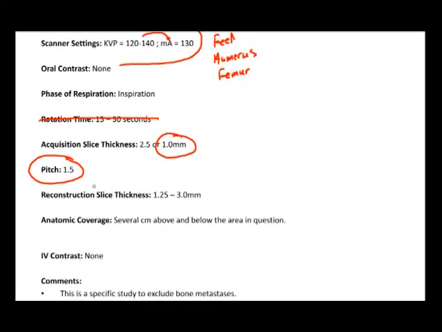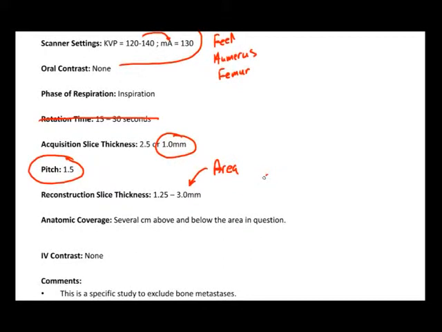Pitch is going to be 1.5. Reconstruction slice thickness is 1.25 to 3. And this is all depending on the area that you're scanning. If you're scanning in a very small area, such as the hands and feet, then potentially you will utilize the 1.25 slices. If you're scanning a large area, such as the femur, then typically 3 millimeters will be sufficient. The anatomic coverage is going to be several centimeters above and below the area in question.